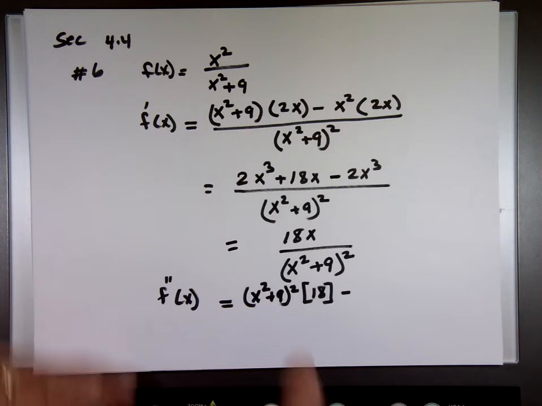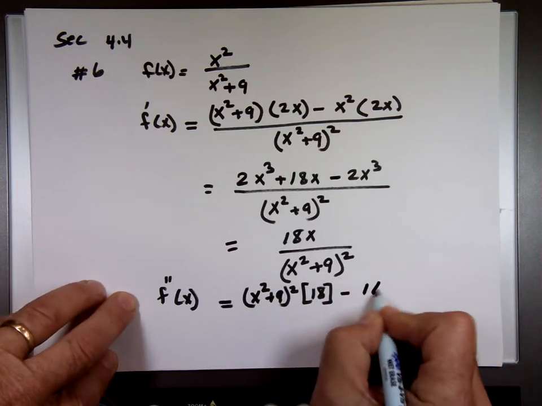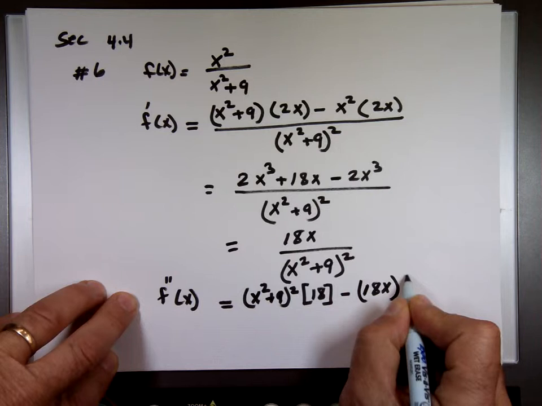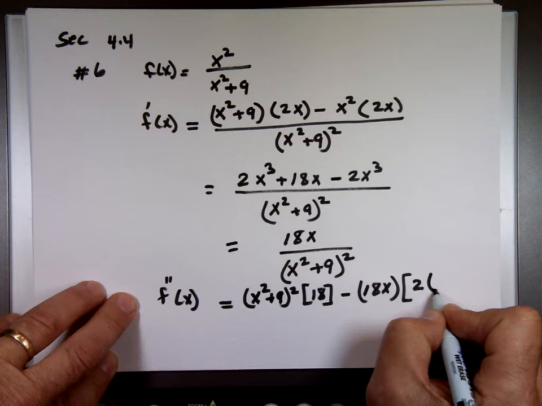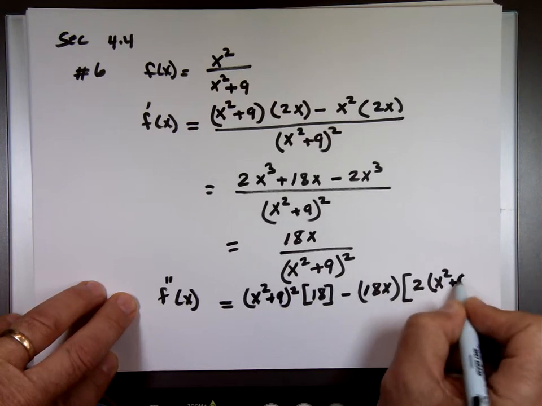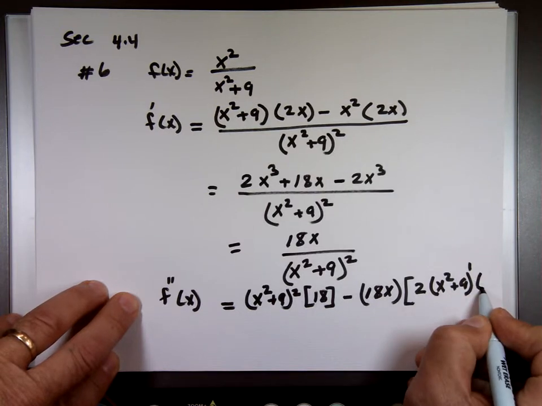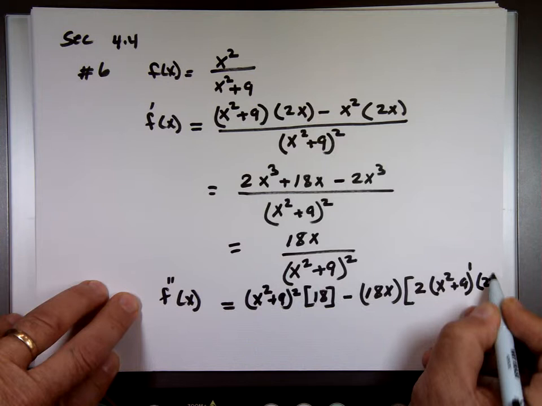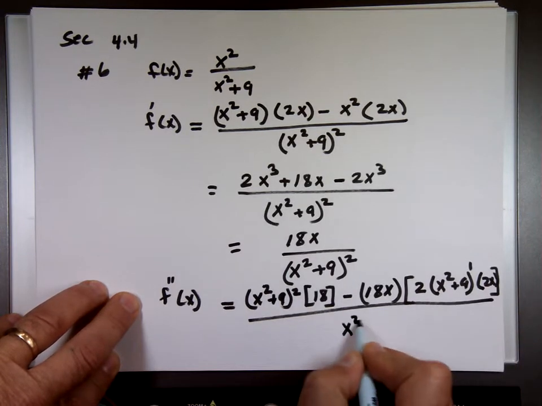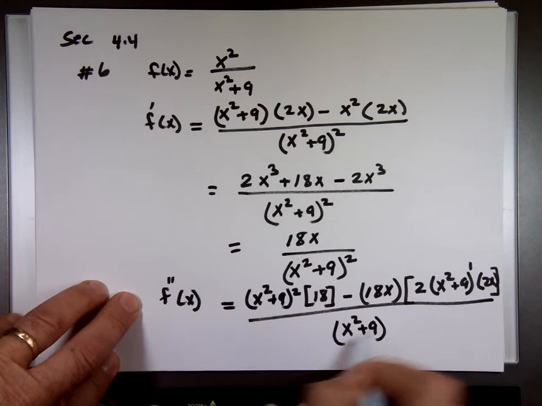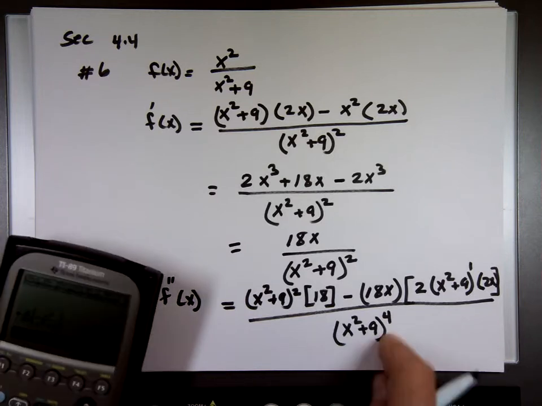So this will be the bottom times the derivative of the top, minus the top, which is 18x, times the derivative of the bottom. What's the derivative here? 2 times x squared plus 9 to the power of 1, times the derivative of what's on the inside, which is 2x. The whole thing divided by x squared plus 9, and when you square that, it becomes the 4th. Let me go to my calculator and see what the answer to that expression is.